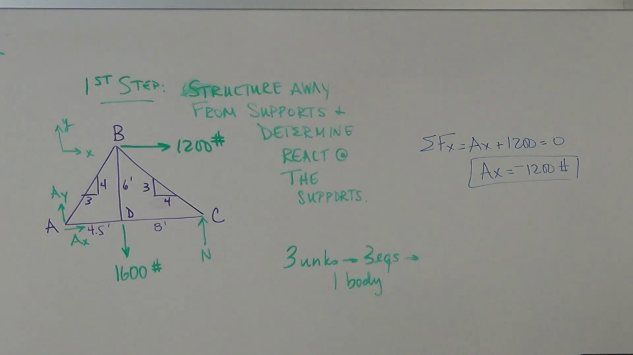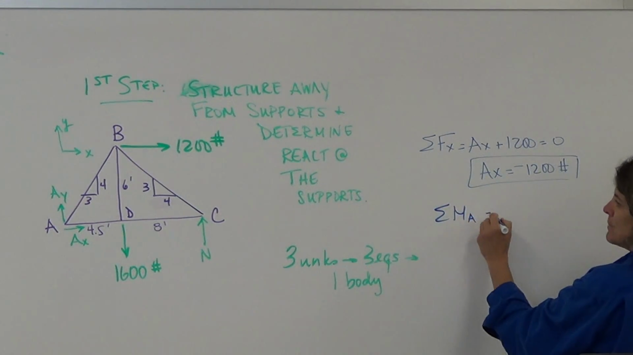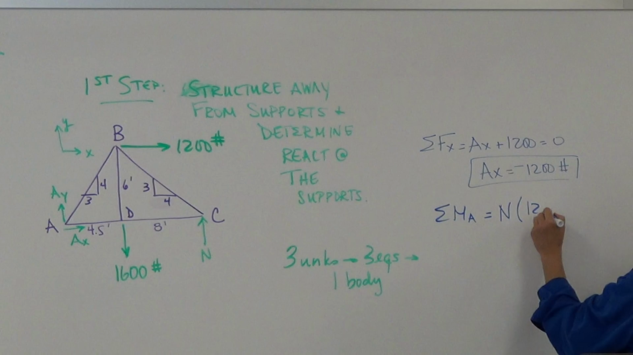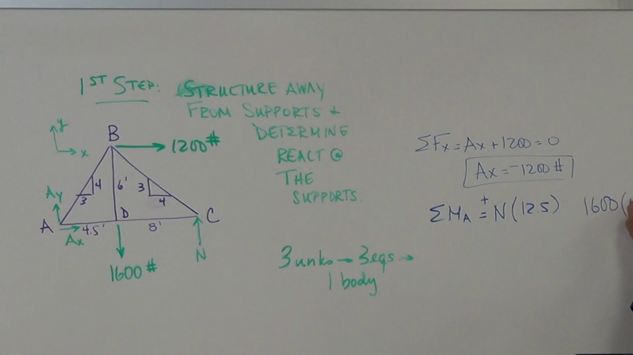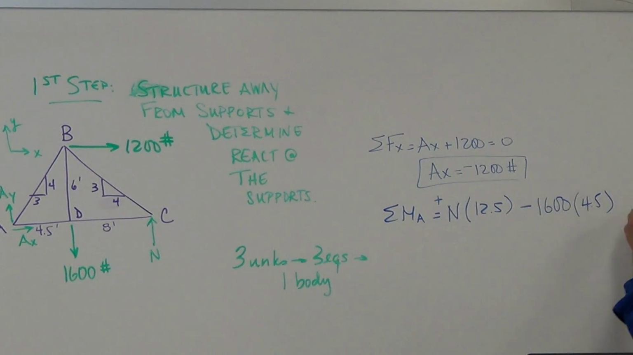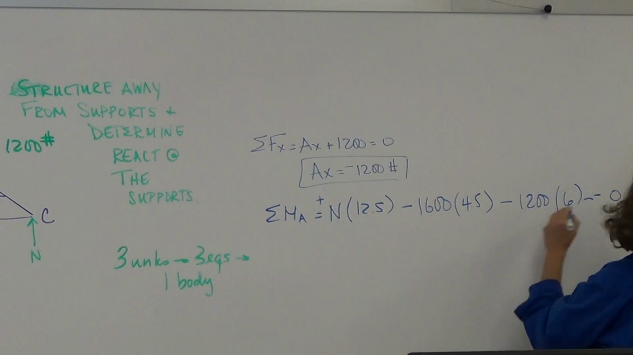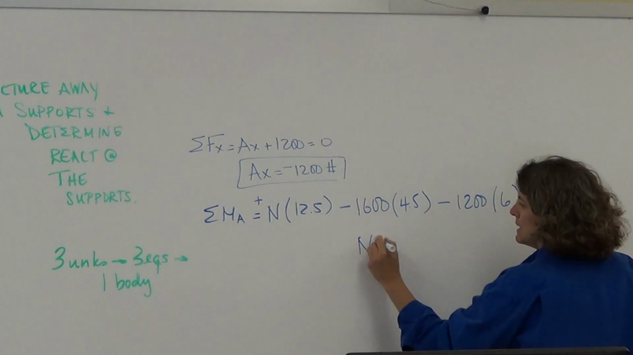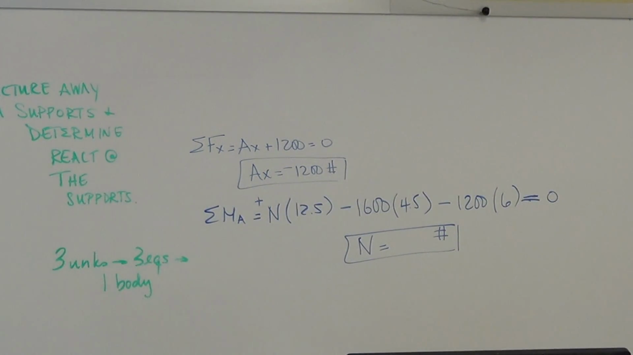How about sum of the forces in the Y? Is that a good equation? No, because it has two unknowns in it. So let's do another equation. Let's do sum of the moments about A. So we have N times 12.5 positive. We have 1600 times 4.5 negative. And we have 1200 times 6 negative, equal to 0. And N turns out to be 1152 pounds.